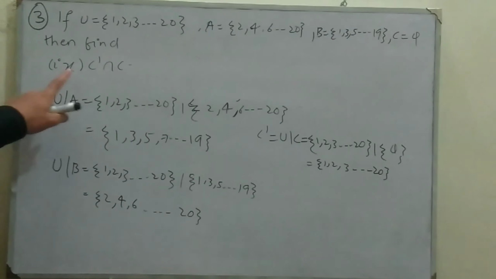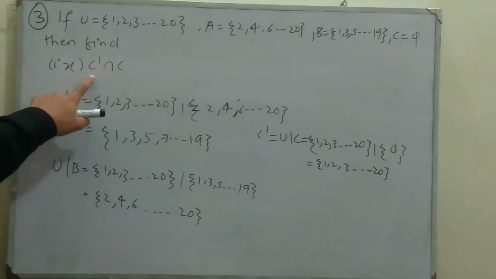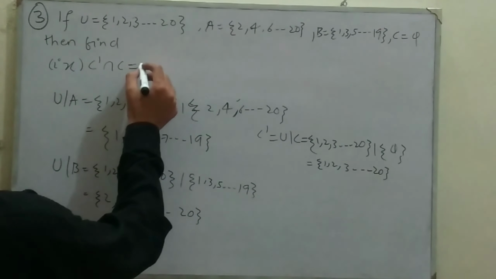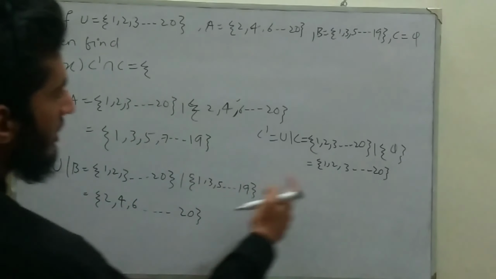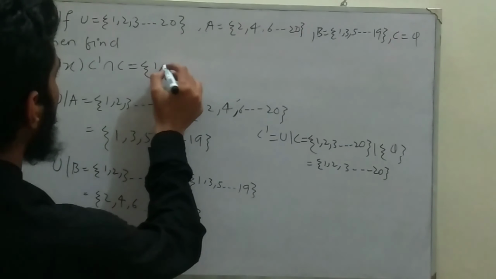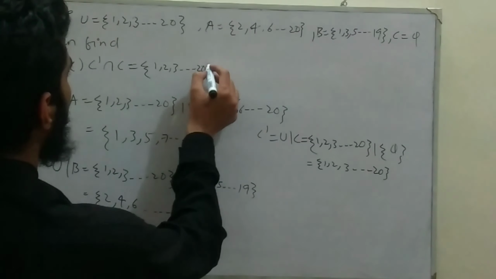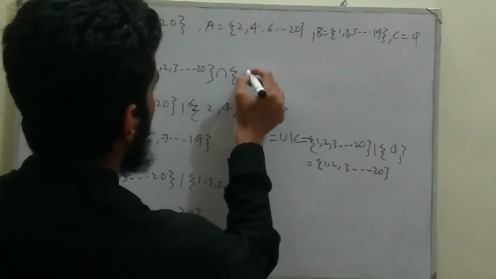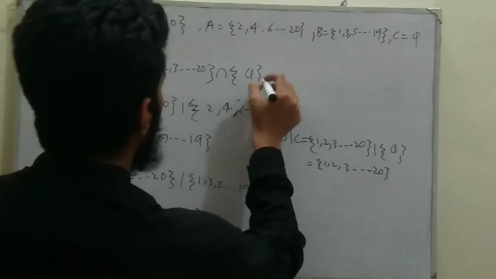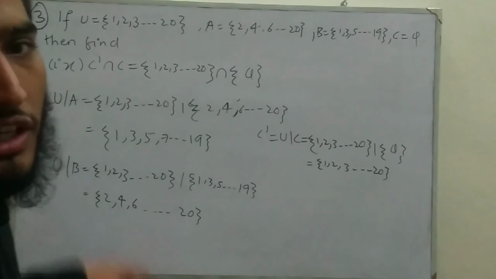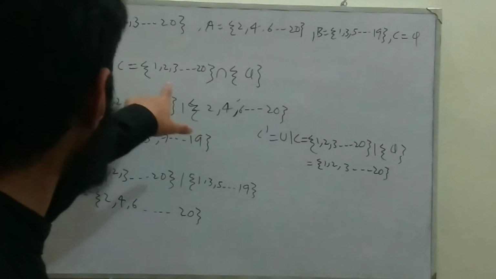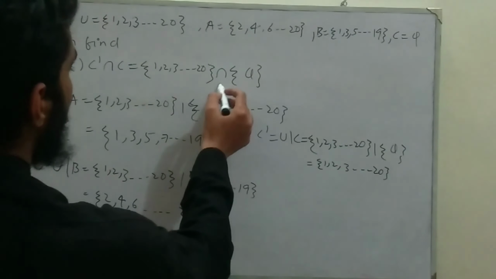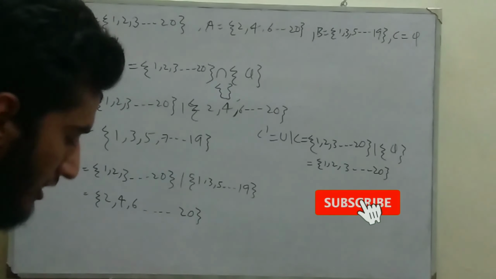Now move to the 9th part of question number 3. It tells that find C complement intersection C. So putting the values, find the intersection between these two sets. C complement is 1, 2, 3 to 20, intersection, and our C set is the empty set. So intersection is all those elements which are common in both of these two sets. There is no common element in this set and this set. So that's why our result will be an empty or null set.